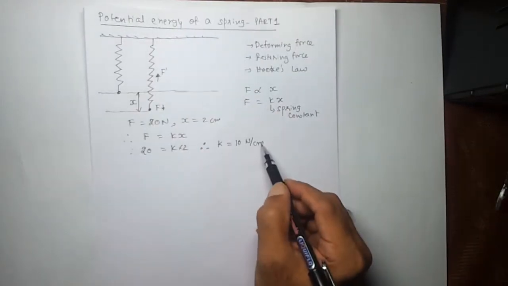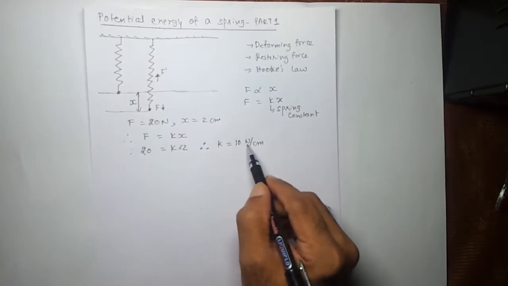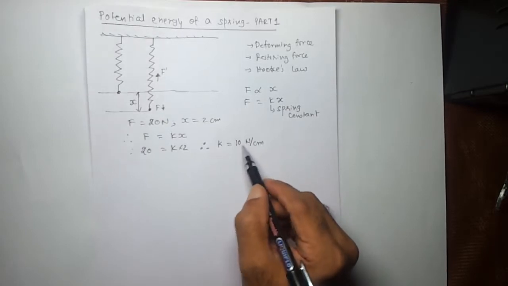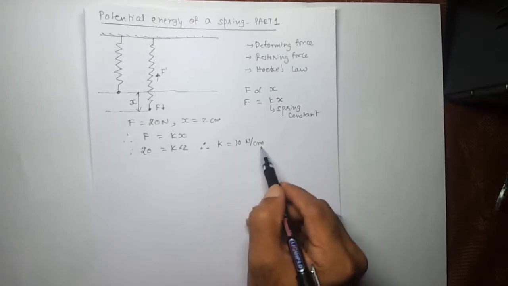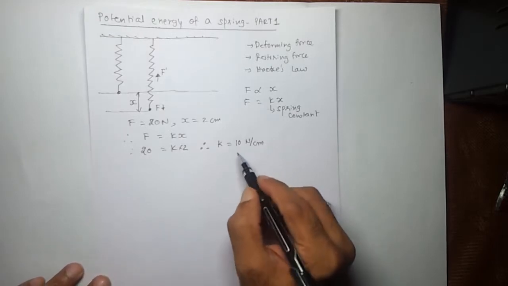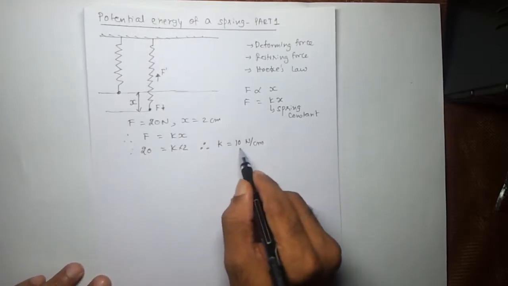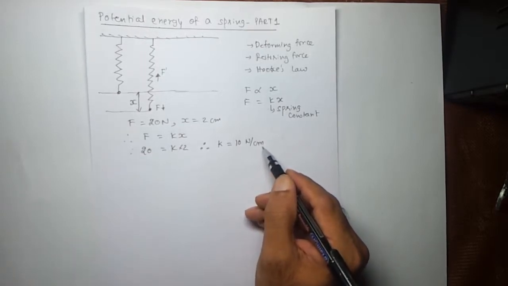From this I can conclude that if I need an elongation of 1 centimeter, I'll have to apply a force of 10 Newton. And the converse also: if I apply a force of 50 Newton, what would be the elongation? So it is good to have the knowledge about the spring constant of a spring. All right, so we have K = 10 Newton per centimeter in this case. Okay, I'm coming to the end of this video.